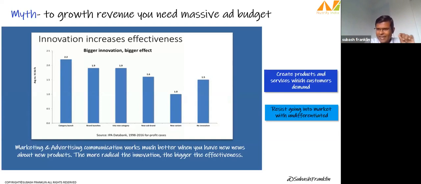So the key takeaway is don't go with this myth saying that you need a lot of money to win in the market. One of the biggest determining factors is how relevant your product is for the customers, and how differentiated the product is to the customer. You need to look at the media budget as an efficiency creating mechanism. That's the way you need to look at it. So the takeaway on this slide is: create products or services which the customers demand so that you create a pull in the market, and resist going to the market with a very undifferentiated product.